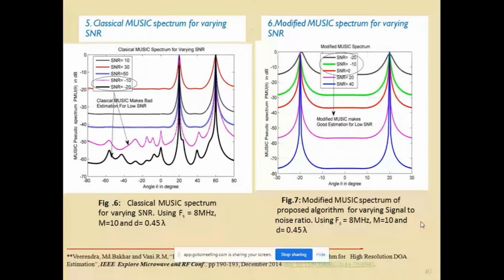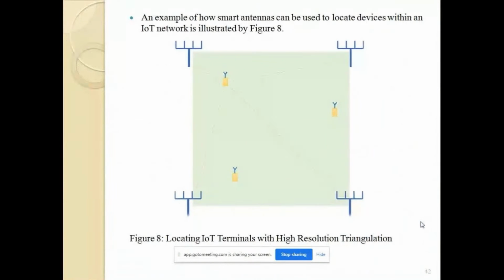the classical MUSIC completely deviates in performance for signal to noise ratios of minus 10 and minus 20, whereas the modified MUSIC algorithm gives accurate results even at very low signal to noise ratios, and at 0, 20, and 40 as well. So these are the outcomes.